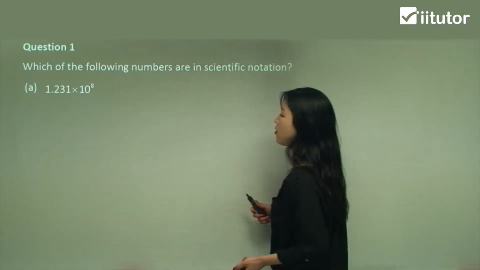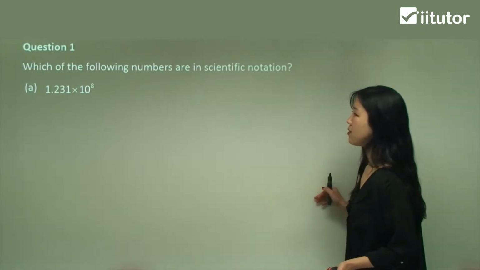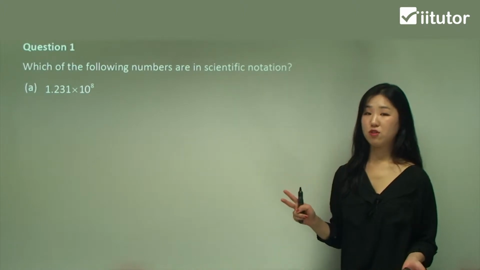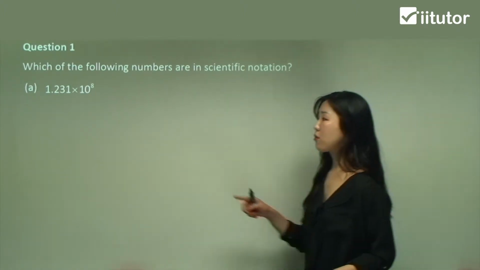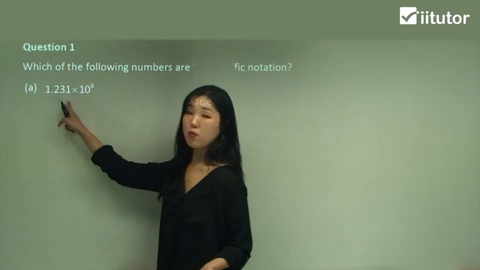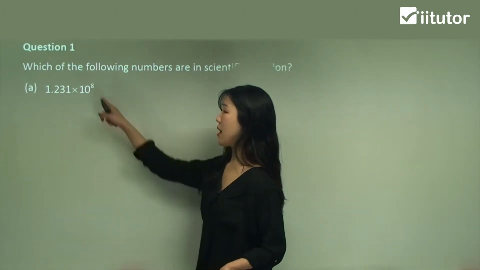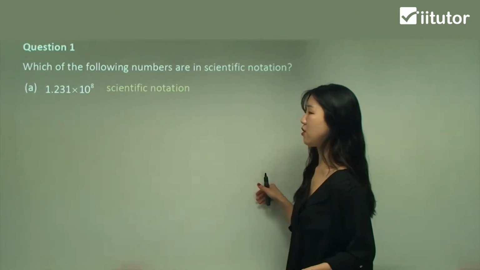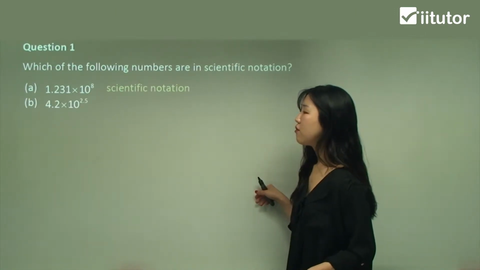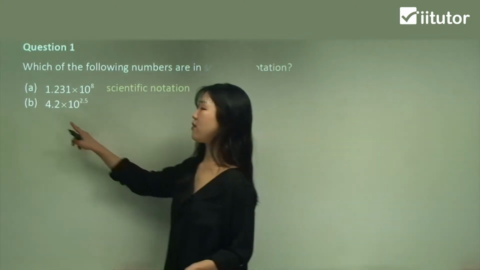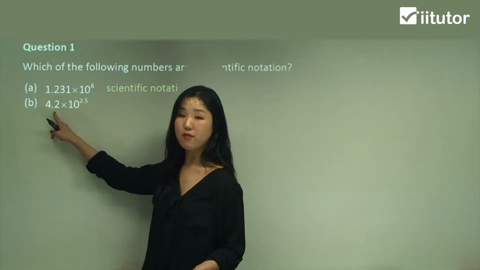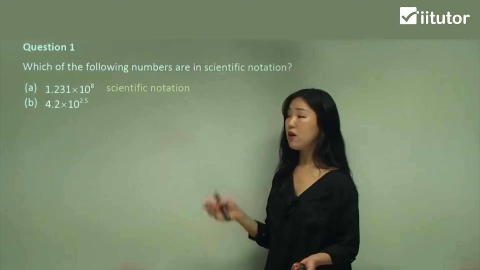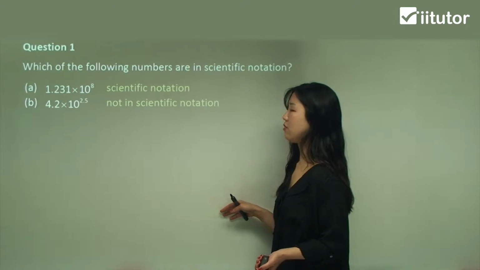So let's have a look at the questions, guys. Which of the following numbers are in scientific notation? Now, it just must satisfy two important features I've explained in the beginning. The number in front of this 10 must be between 1 and 10, and the power must be an integer. And this one satisfies both, so yes, it is in scientific notation. Now B, 4.2. Okay, 4.2 is first of all in between 1 and 10, so yes, that satisfies one of them. But look at the power, guys. It's 2.5. It's not an integer, so therefore it's not in scientific notation.